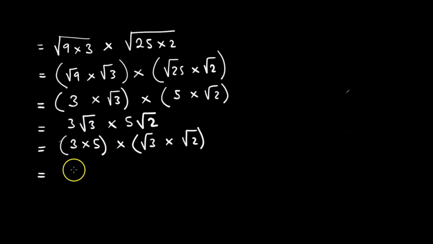Saka panapa 3 times 5 is 15. 15 is going to multiply what? 15 is going to multiply panapa, instead of the square root of 3 times the square root of 2, inenge yava chi? The square root of 3 times 2.